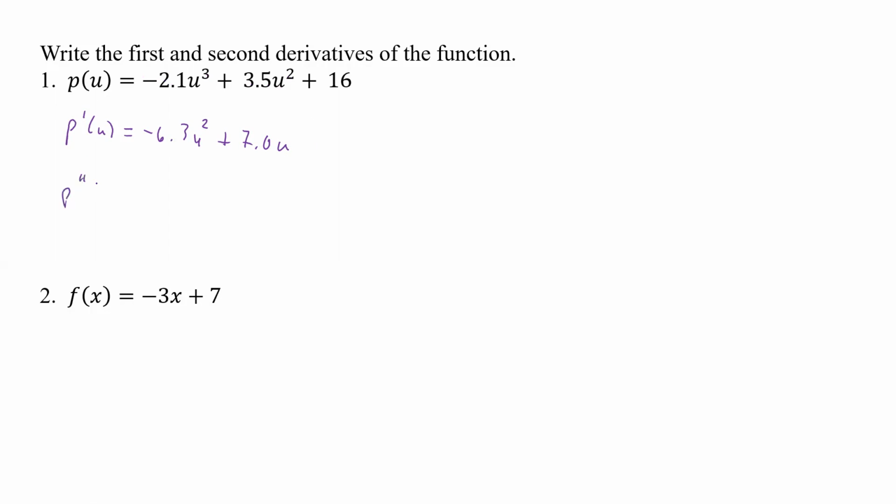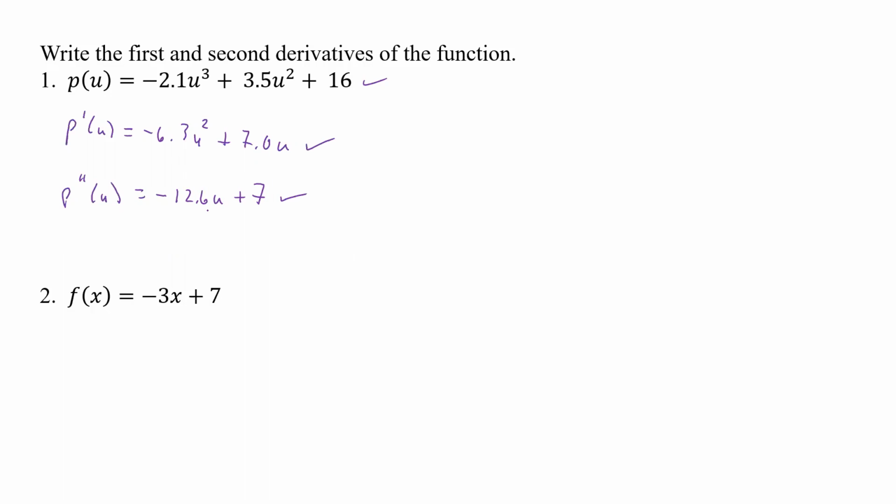Now we're going to take the second derivative. And so we're just taking a derivative of this. We just continue what we just did there. So we're going to take 2 times this. So we'll get a negative 12.6u and then plus 7. Okay, and that's all we have. That's our second derivative. That's our first derivative. And that's our function. And that's what we have.